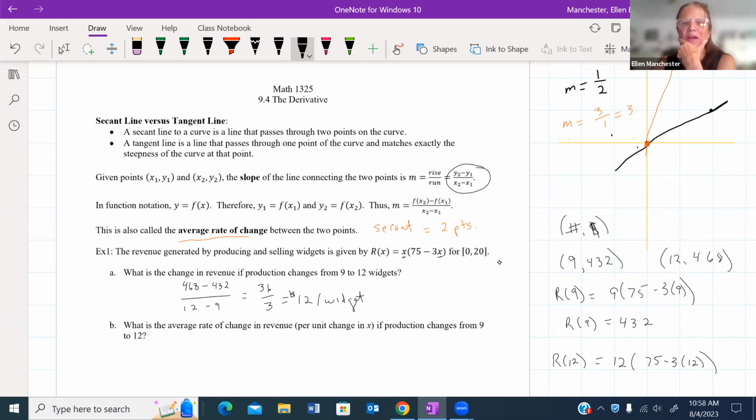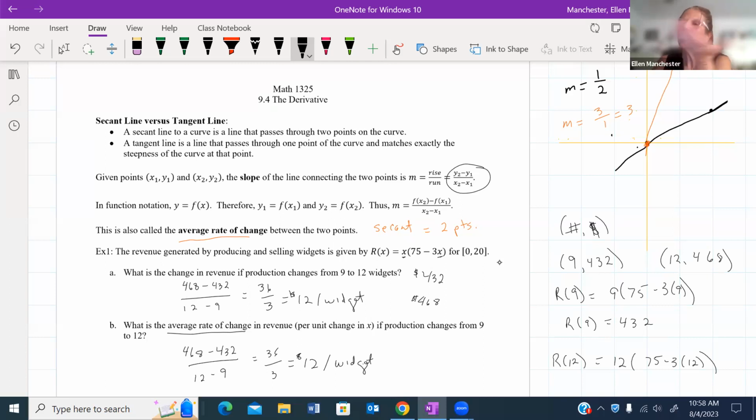So from 9 to 12, at 9 we had $432. For 12 we had $468. The average rate of change is our slope formula. So Y minus Y over X minus X. I just did it above instead of below. So it's $12 per widget.